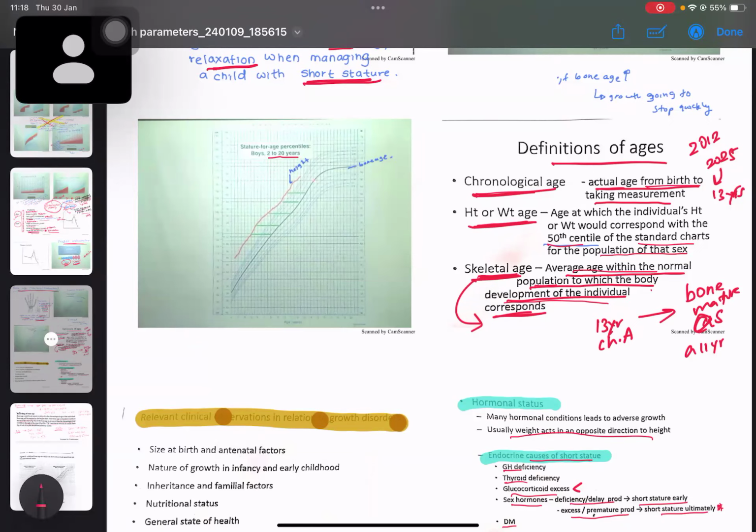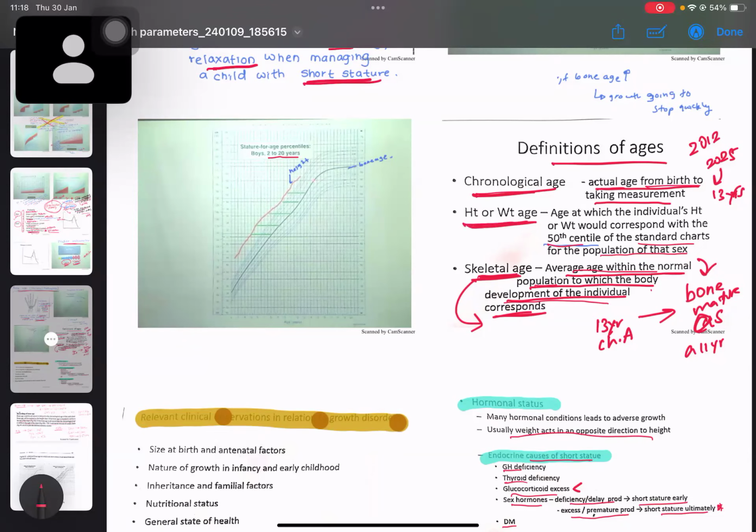The bone maturation is like an 11-year-old child in a 13-year-old child. Then the skeletal age is 11 years. Like that. You don't need deeper knowledge, just be familiar with the terms chronological age and skeletal age. Then the height or weight for age.